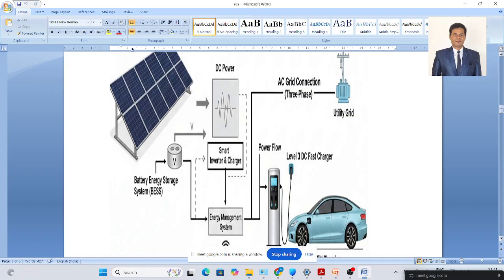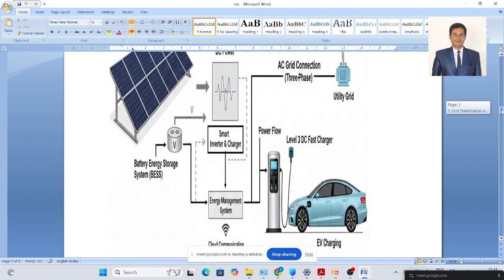So these are the applications for your integration of grids with either solar or wind, or with solar panels alone, to store the battery energies, right?